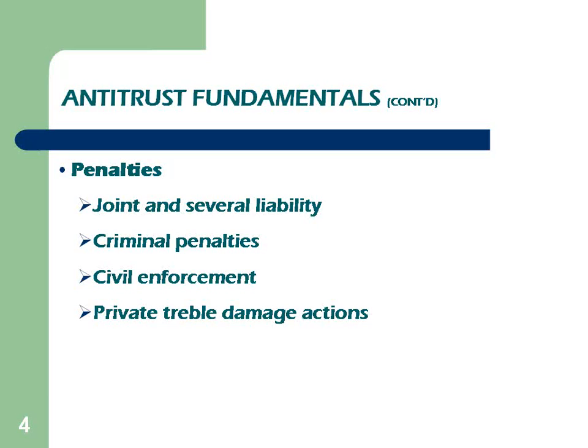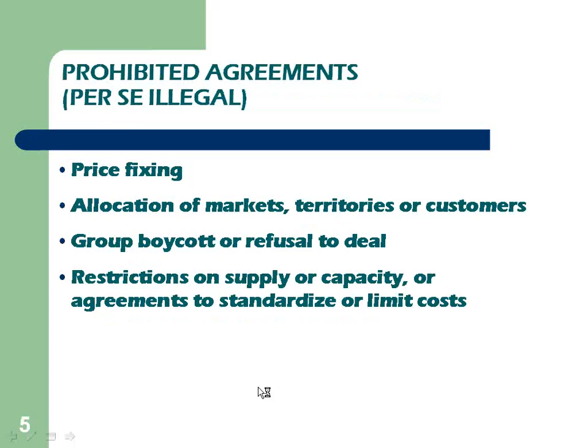So the summary of this is that the penalties for violation of antitrust laws are very severe, and it's very important to try to avoid any appearance of having entered an anti-competitive agreement. The next slide lists some of the most important per se antitrust violations.